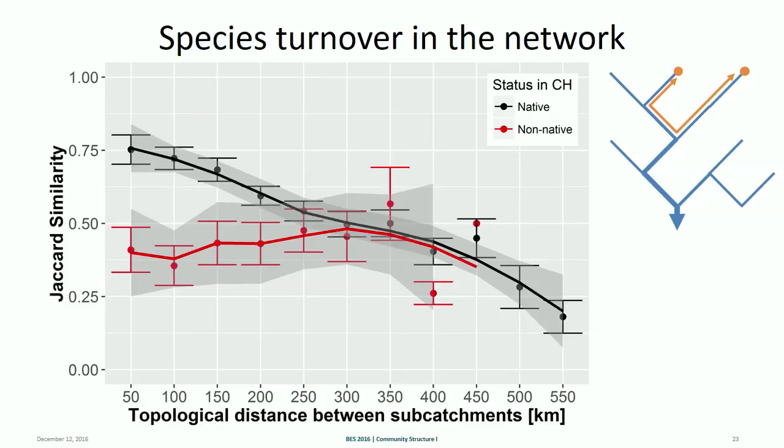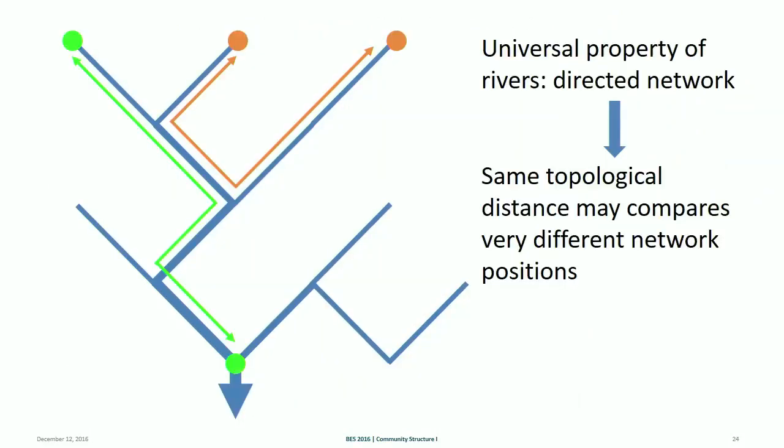So this suggests that either non-native species are not dispersal limited, or that there is some sort, or the combination of, habitat filtering. And with these plots, one cannot see the difference.